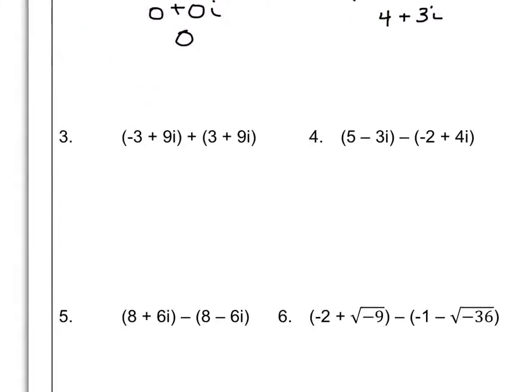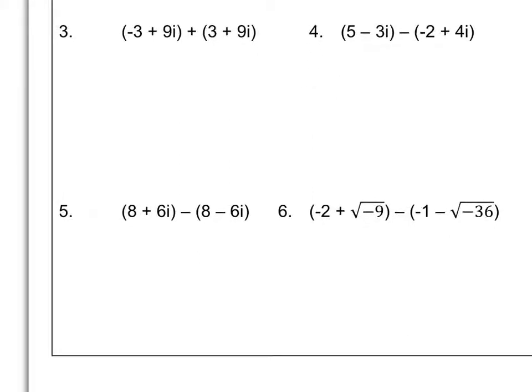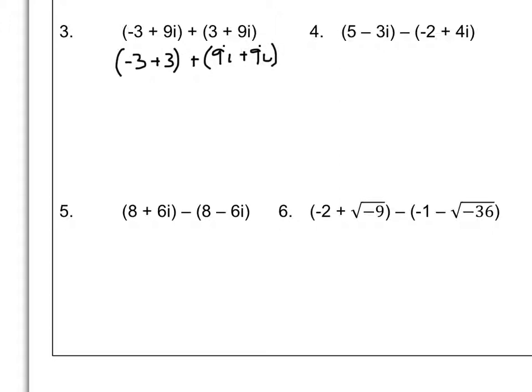All right, let's take a look at number 3. As we look at number 3, again, I'm going to take my terms that are the same. I've got my real parts, negative 3 and positive 3, and 9i and 9i. Negative 3 and positive 3 is 0. 9i and 9i is 18i. So really, I don't have a real part, so this is just 18i. And this right here is just a pure imaginary number. There's only an imaginary number with it. Okay?